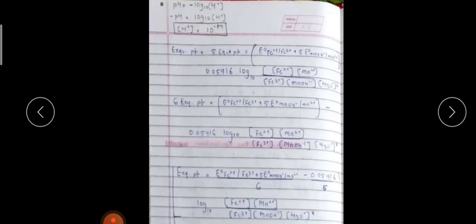Then E equivalence point plus 5 E equivalence point is equal to, then you have to add up. After adding, you will get 6 E equivalence point is equal to, this particular bracket will be there, 0.05916 like that.